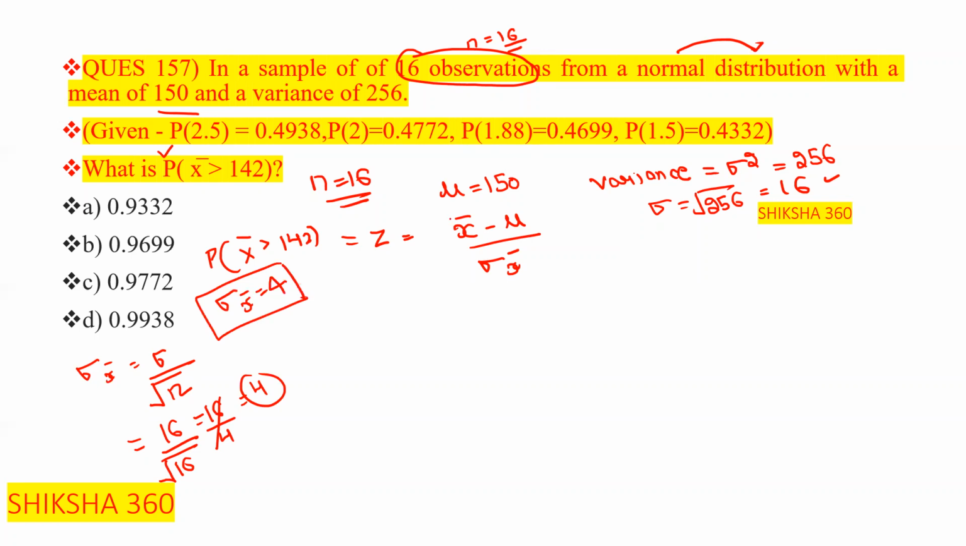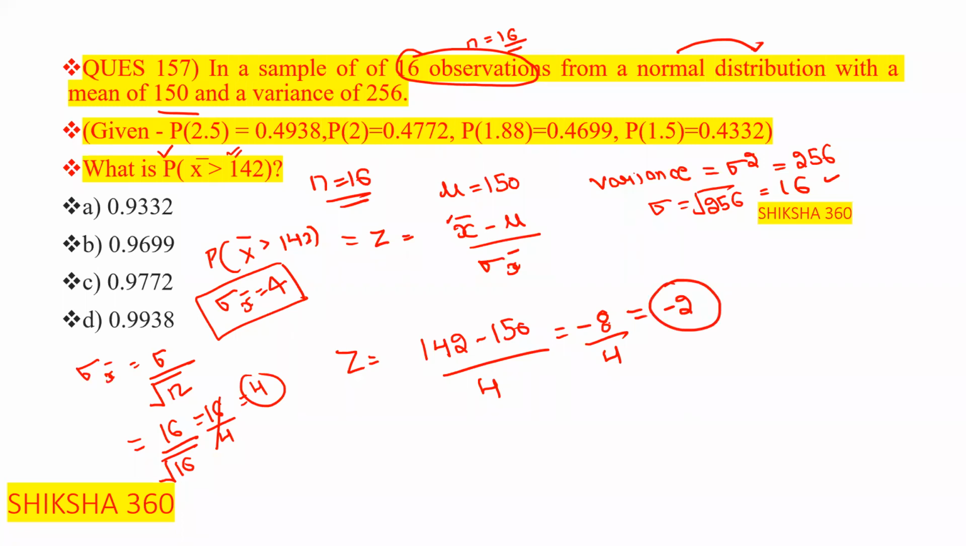So put the value here. We have x bar greater than 142. So z is equal to 142 minus 150 upon sigma x bar, that is 4, which is equal to minus 8 upon 4, that is minus 2. So here we get minus 2.